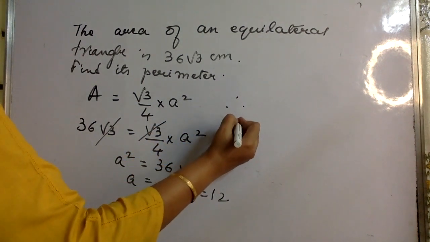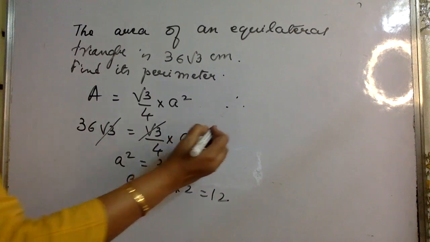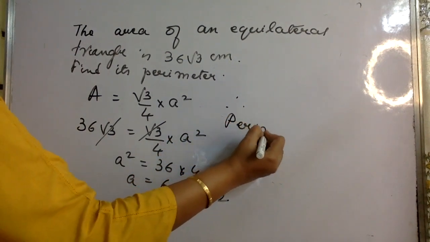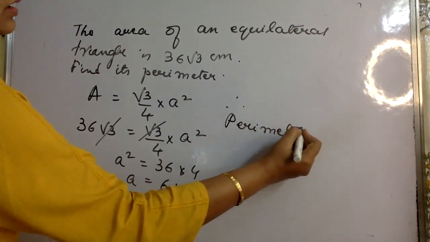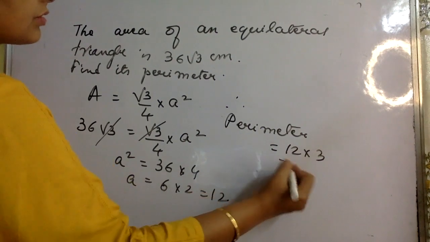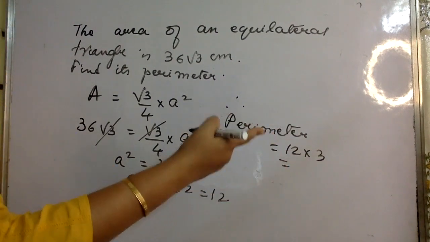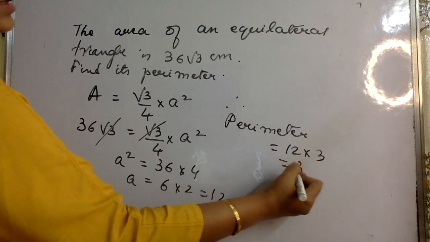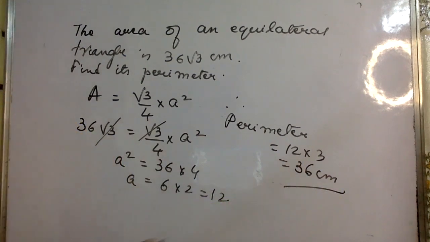Therefore, perimeter of the triangle is 12 into 3, because all sides of an equilateral triangle are equal, so you can multiply. 36 centimeters. That is the answer.